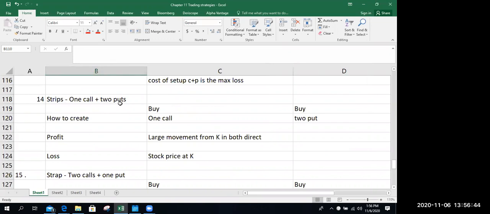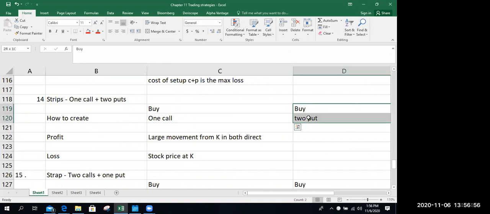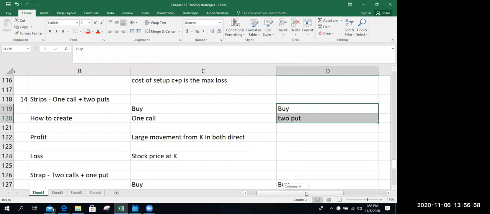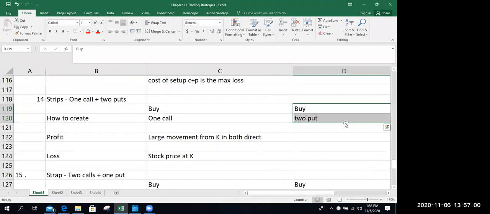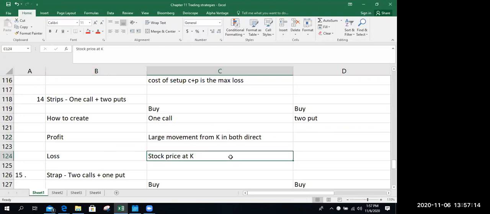Next is creating a strip. How do you create a strip? You create a strip using one call and two puts. So how do you create it? Buy one call and buy two puts. When do you make money? Large movements in any direction, but you're thinking that the chance of the stock going down is much higher than the stock rising. Okay. Loss if the stock remains the same.